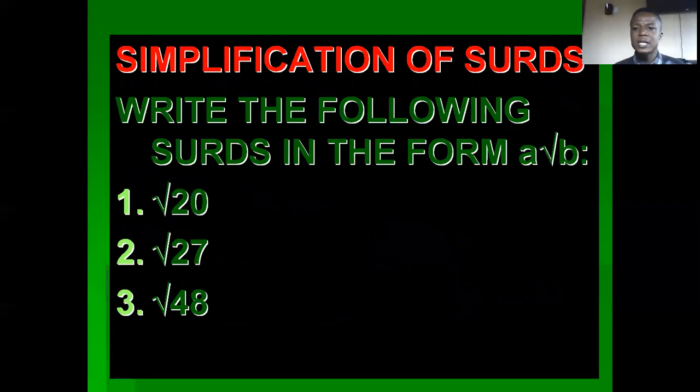Okay, now let's get into the simplification of surds. The instruction is telling us to write the following surds in the form A surd B. We have surd 20, we have surd 27, we have surd 48. We are asked to write them in the form A surd B. So let's go to the solutions.